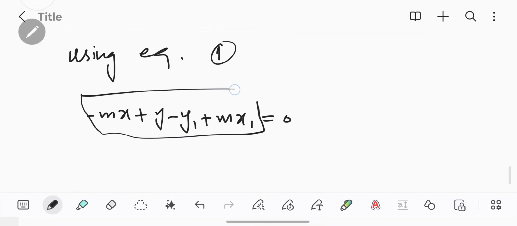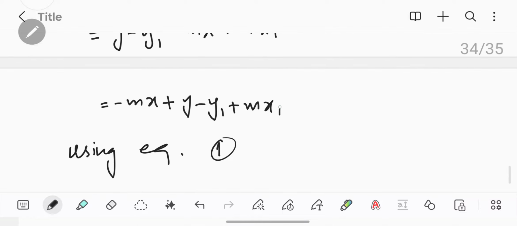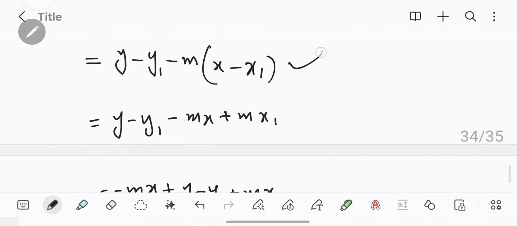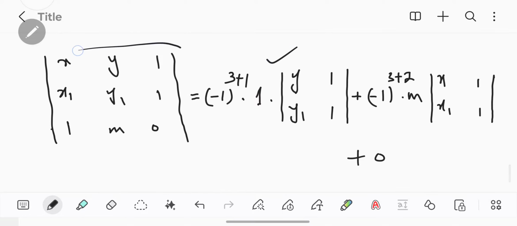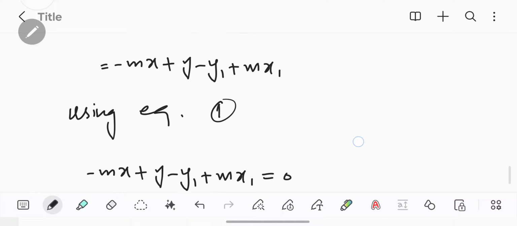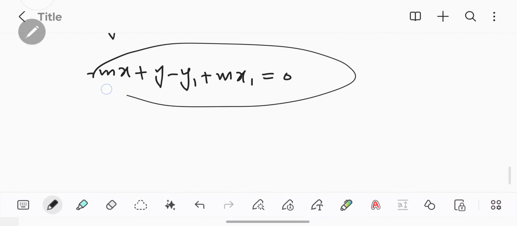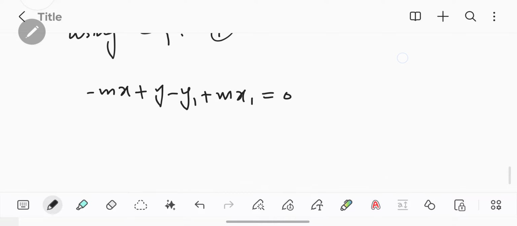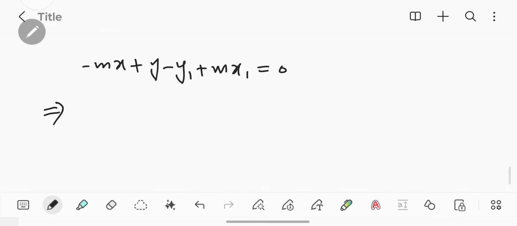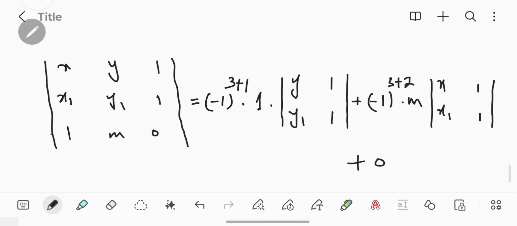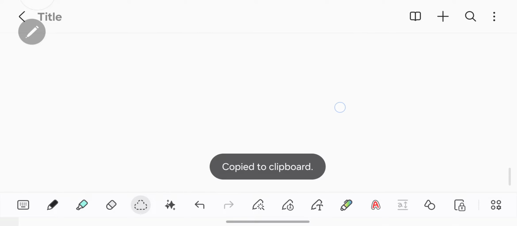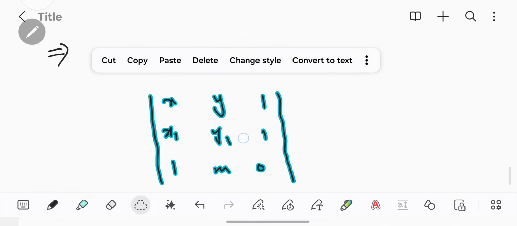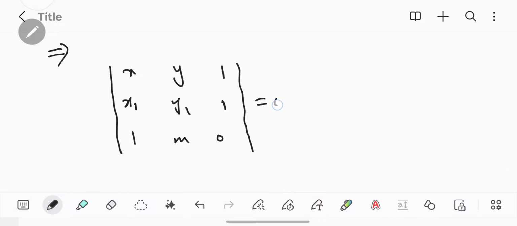And since this whole thing was equal to the determinant, because each step is equal to the previous step, and the last step is equal to the determinant, that means the determinant is equal to this thing, and this thing is equal to 0 by equation number 1. What does that mean? This means the determinant is equal to 0, which is what we had to prove.